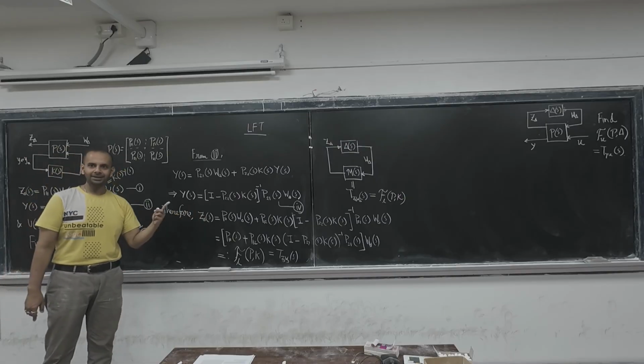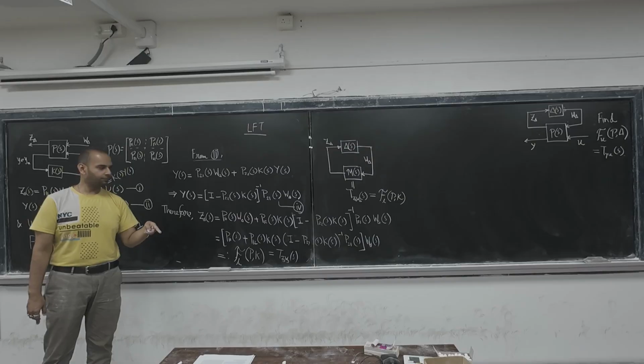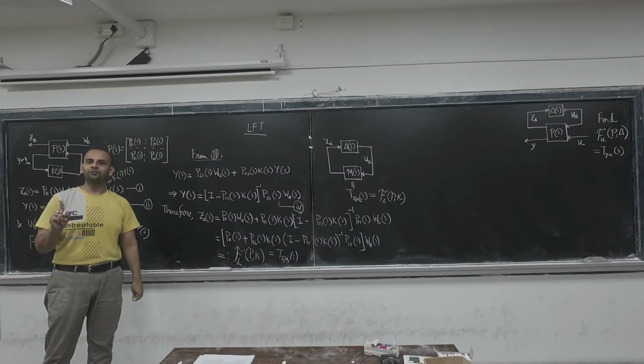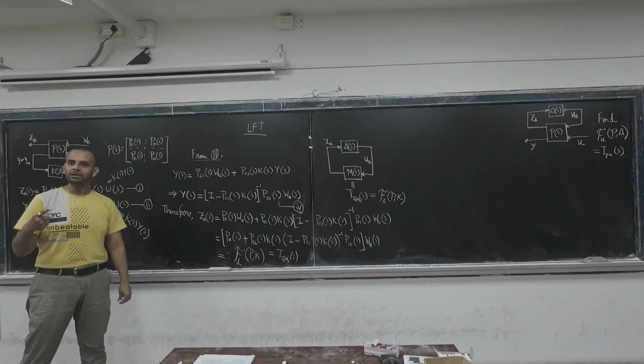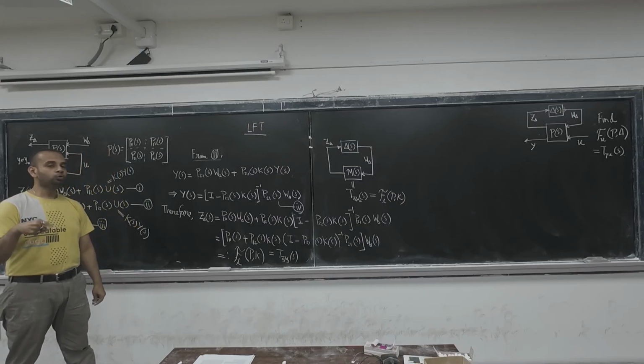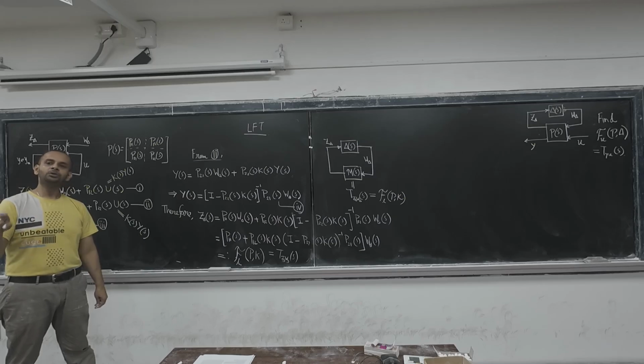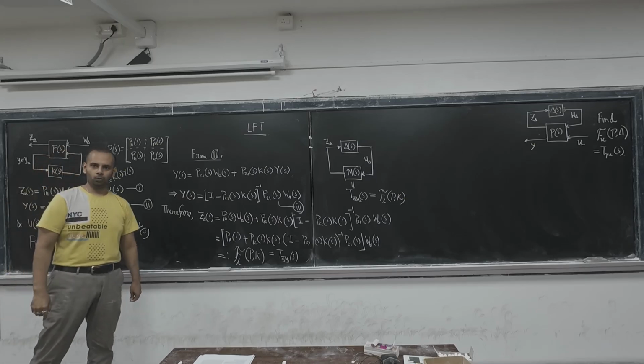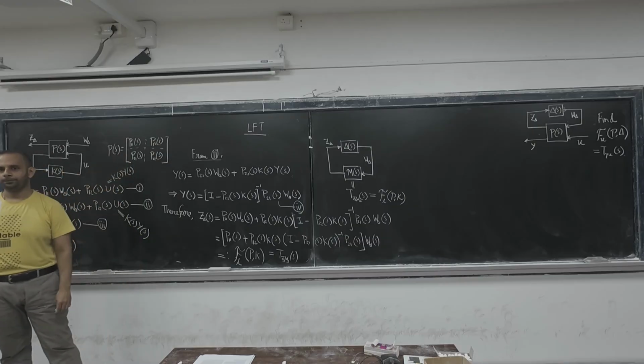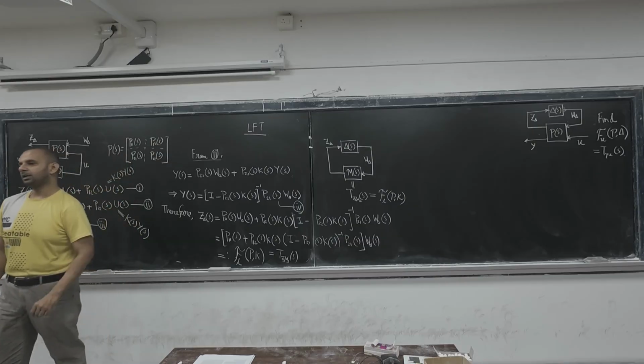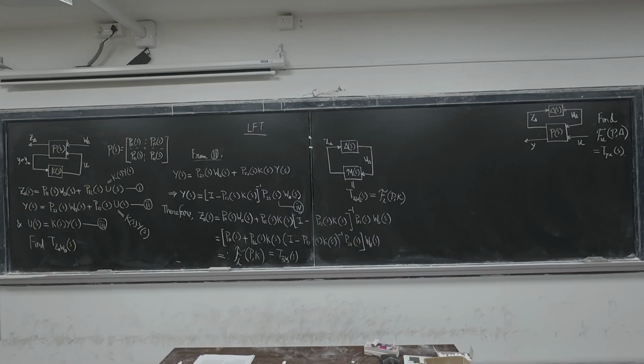And then when you derive the upper LFT, you will find that it has the reverse structure. That means it will start from P22. Then it will be P22 plus P21 into delta into (I minus P11 into delta) whole inverse into P12. Please complete the upper LFT part and please check whether it is done. Any problem?